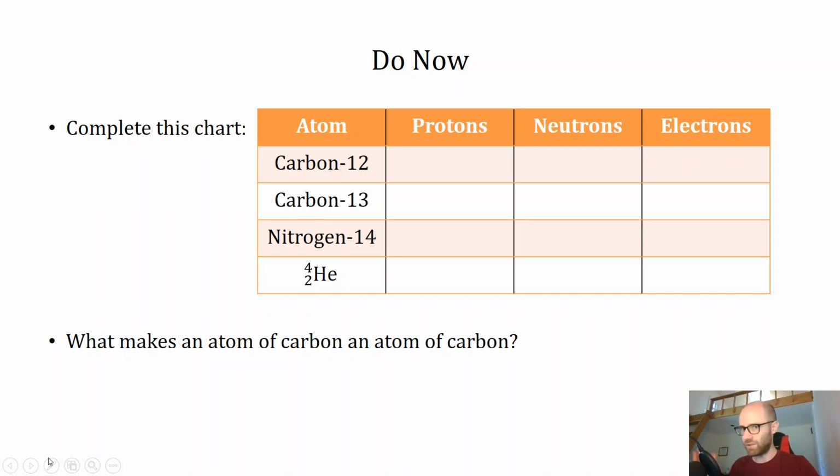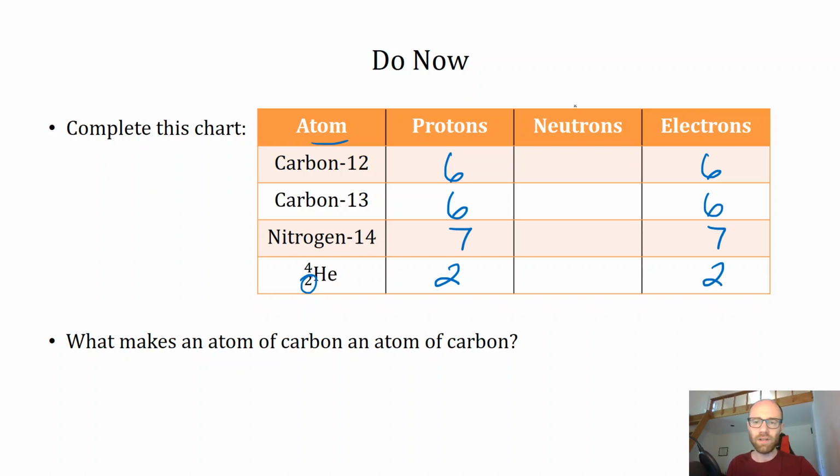Go remind yourself, look back in your notes or your notebook. But I'm going to get started. So looking at the periodic table, the bottom number, bottom left-hand corner, is the atomic number. That's the number of protons. That's a 6 for carbon, a 6 for carbon, a 7 for nitrogen, and that's that lower number here for helium, so that's a 2. Since these are all atoms, we know they're electrically neutral, so if there's 6 protons, there's 6 electrons, and then we can fill in that chart.